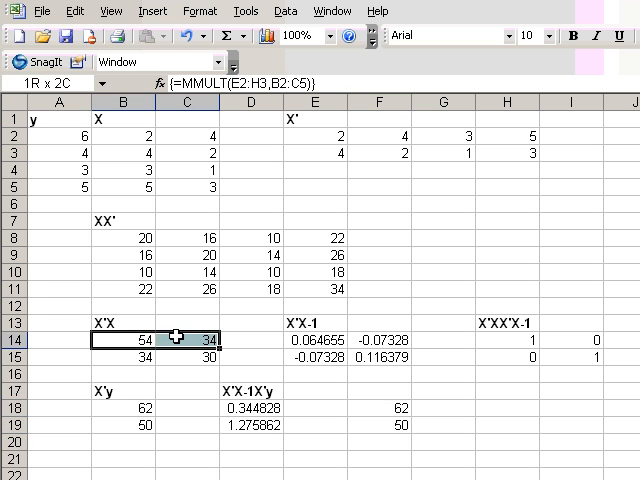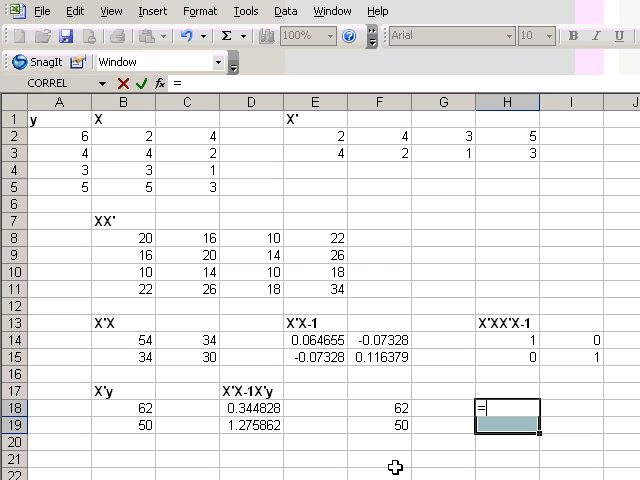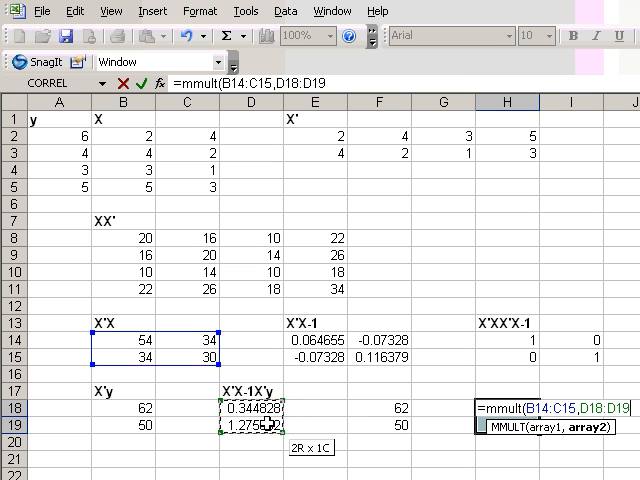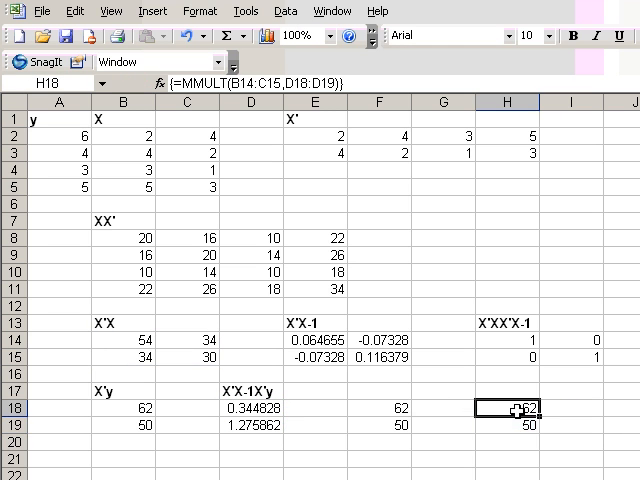I've multiplied this matrix times this matrix and produced this matrix. Let's do it again one time over here with equal m mult, select x prime x, comma, select the coefficients, Control Shift Enter, and I have 62 and 50. This is a very short introduction to matrix math and the Excel matrix functions.